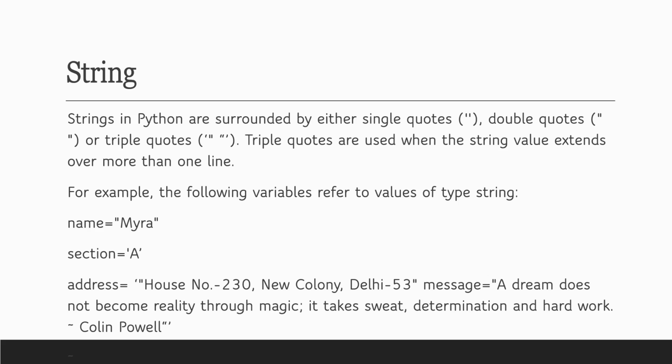Now coming to the triple quotes. Triple quotes are used for multi-line strings or strings that include both single and double quotes. They are also useful when the string is long and spans multiple lines. You can use either triple single quotes or triple double quotes, like address equal to, then start with triple quotes, house number 230, New Colony, Delhi 53.